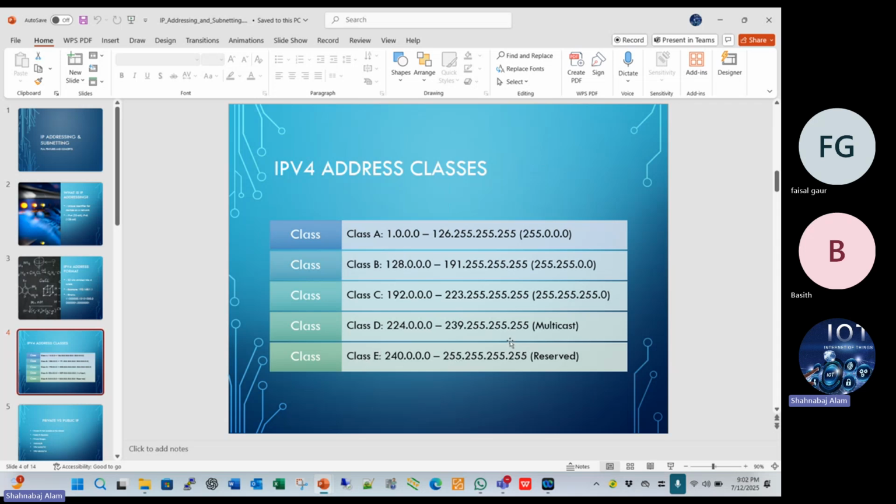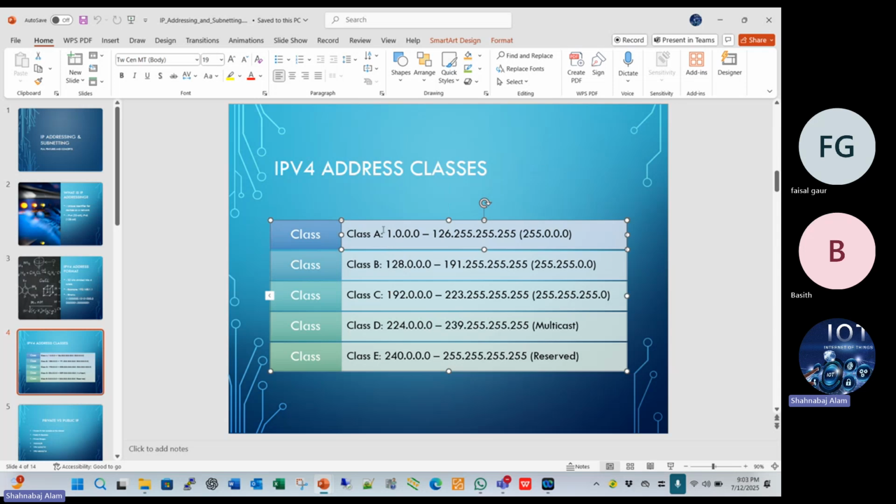But in the network environment right now, we are using only 3 classes of IP: class A, class B, and class C. Class D and class E, we do not use for IP addresses. Class E IP addresses are reserved for the network developer team. This is the main point.